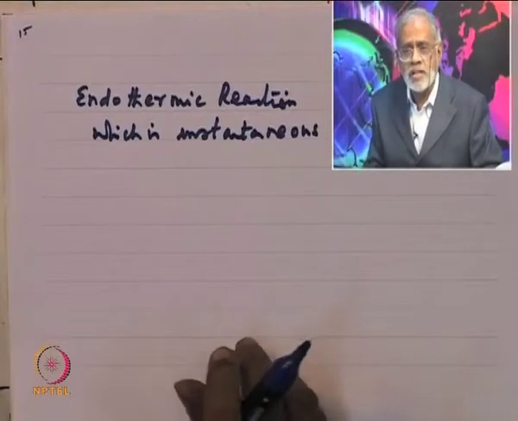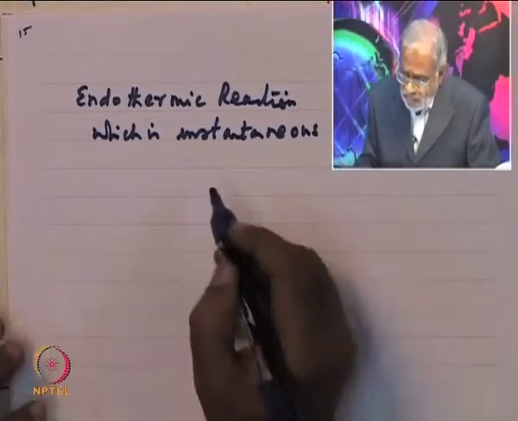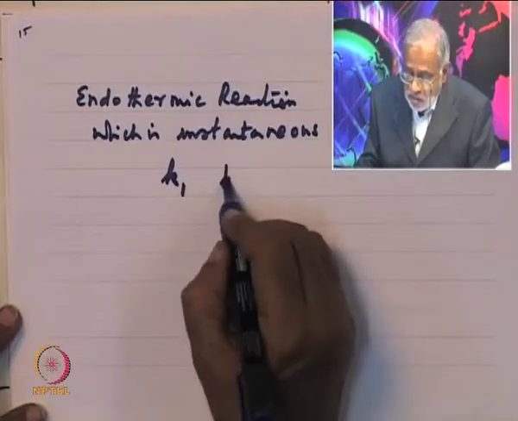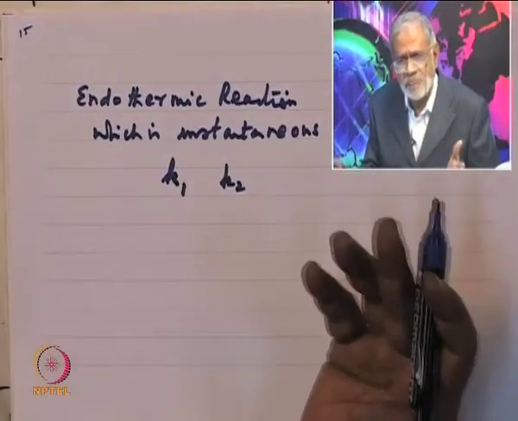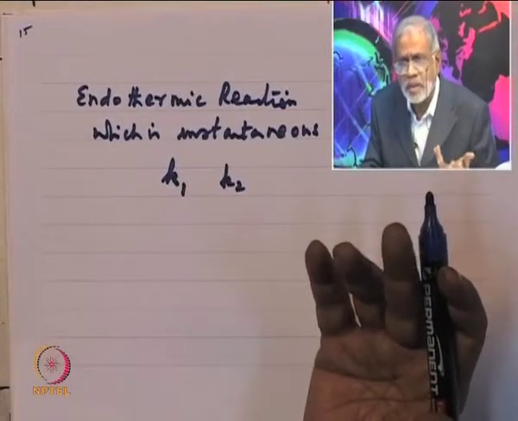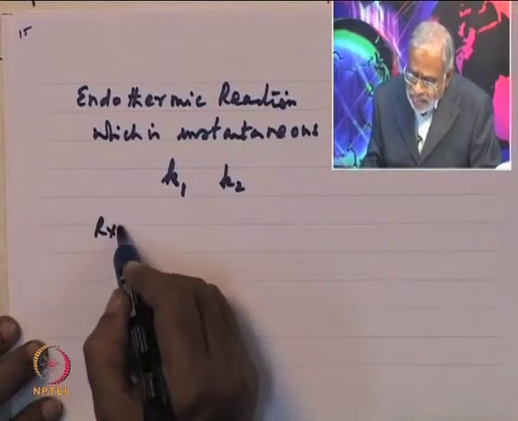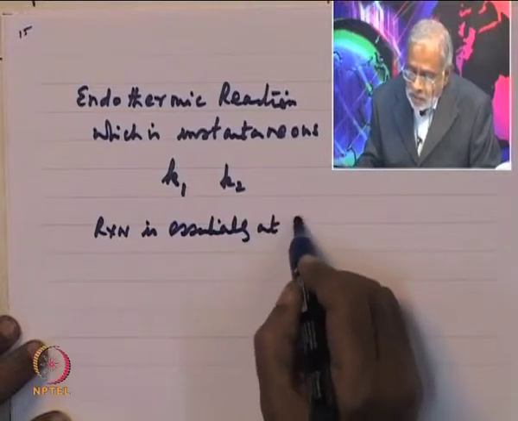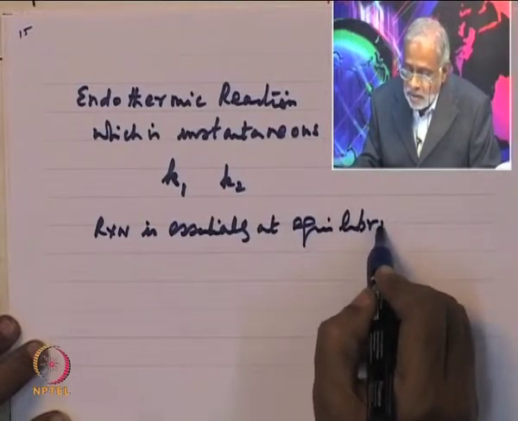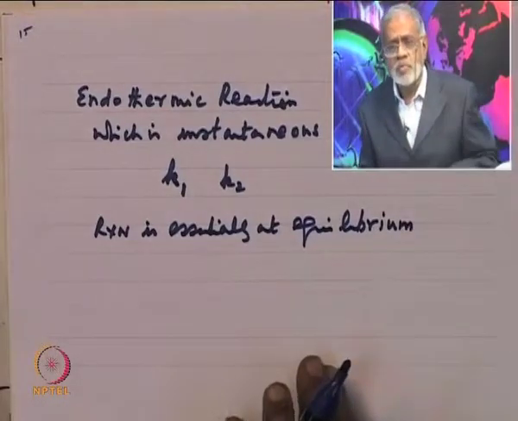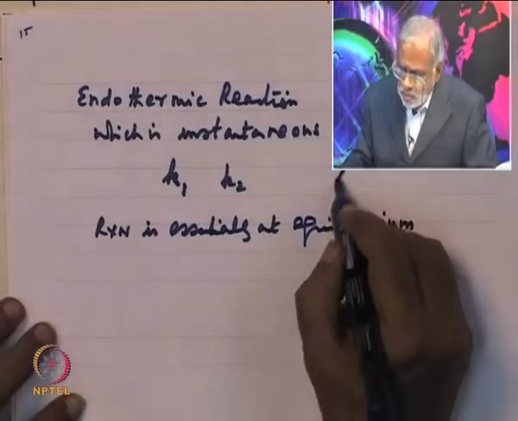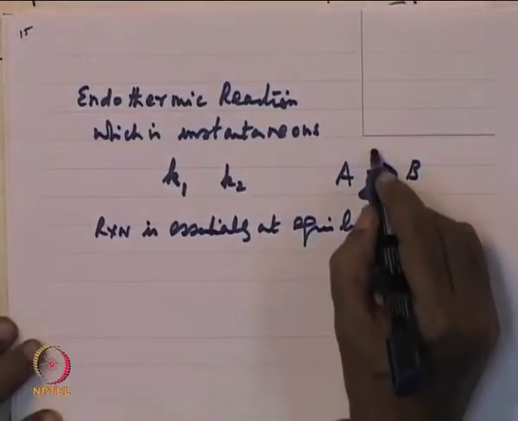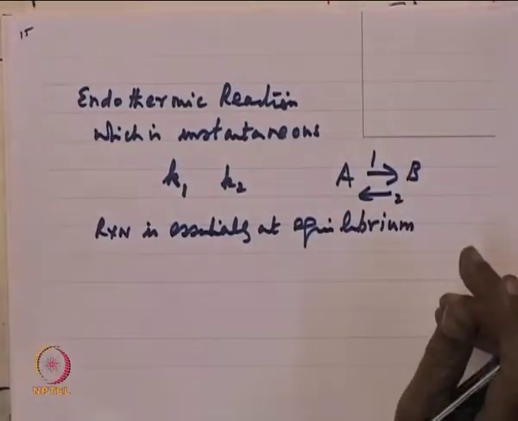Okay. What do we understand by an instantaneous reaction? One way of understanding it is that the rate constants K1 and K2 are very large. That means the reaction is essentially at equilibrium. Is that clear? Because both K1 and K2 are very large, say A going to B and B going to A, this is a reversible reaction, and therefore it is essentially at equilibrium.